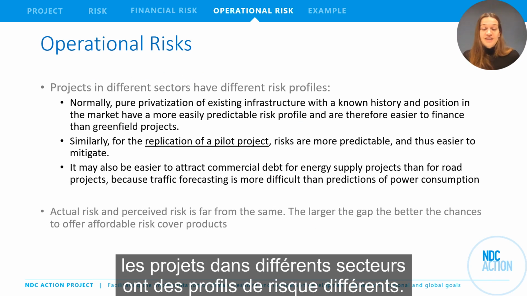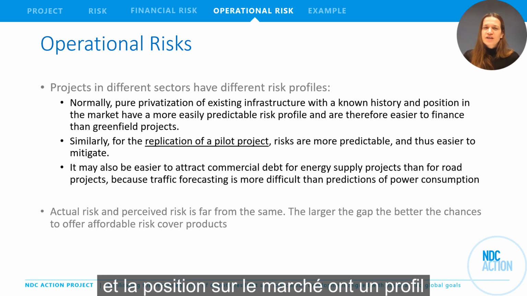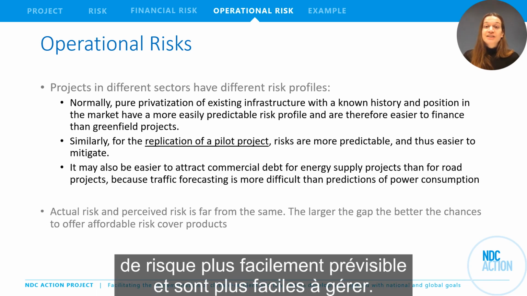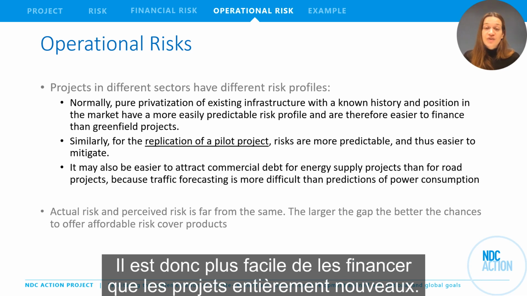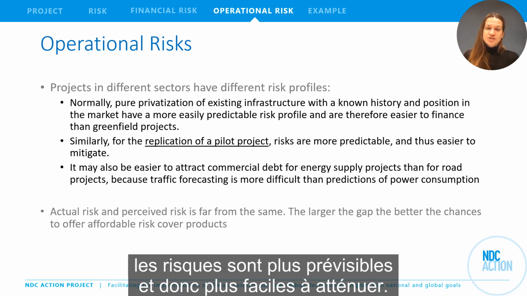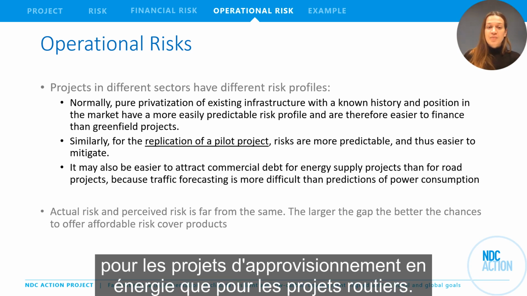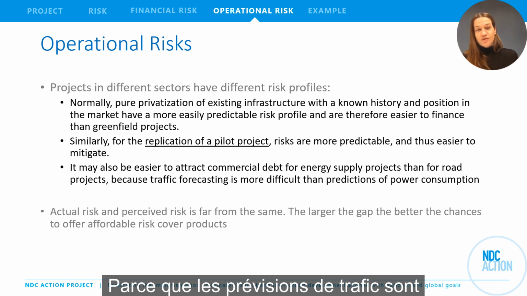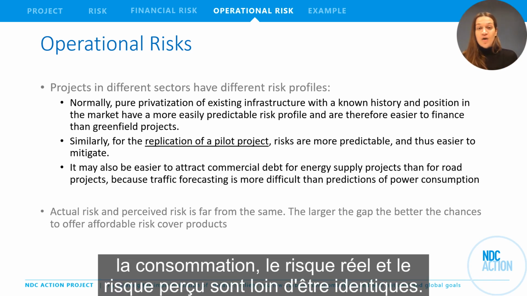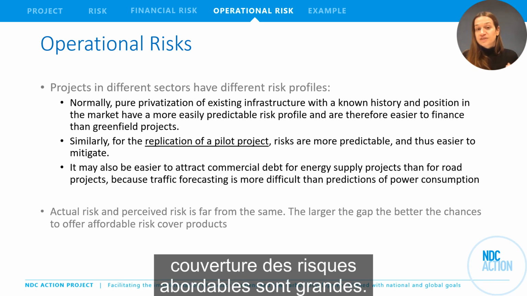Projects in different sectors have different risk profiles. Normally, pure privatization of existing infrastructure with a known history and position in the market has a more easily predictable risk profile and is therefore easier to finance than greenfield projects. Similarly, for the replication of a pilot project, risks are more predictable and thus easier to mitigate. It may also be easier to attract commercial debt for energy supply projects than for road projects because traffic forecasting is more difficult than predictions on power consumption. Actual risk and perceived risk is far from the same. The larger the gap, the better the chances to offer affordable risk cover products.